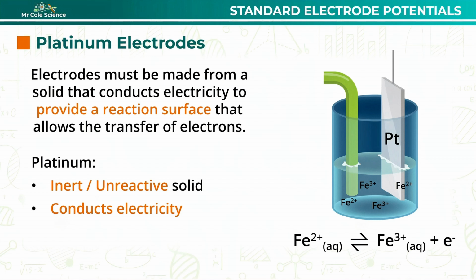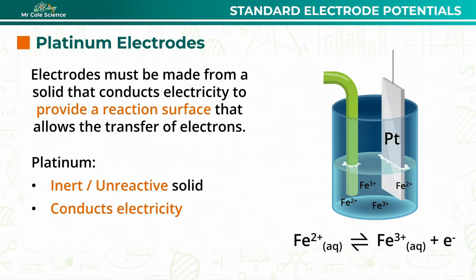One between the ion electrode and the 2+ ions, another between the ion electrode and the 3+ ions, and finally the one between the 2+ and 3+ ions themselves. Since platinum is inert, we can use it as our electrode in these cases to ensure that only the reversible reaction involving the two ions of the same element can occur.